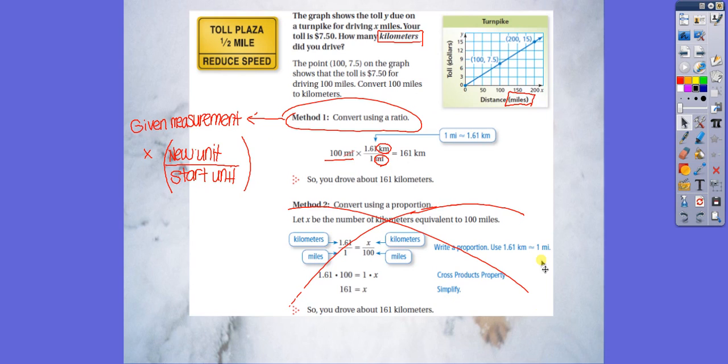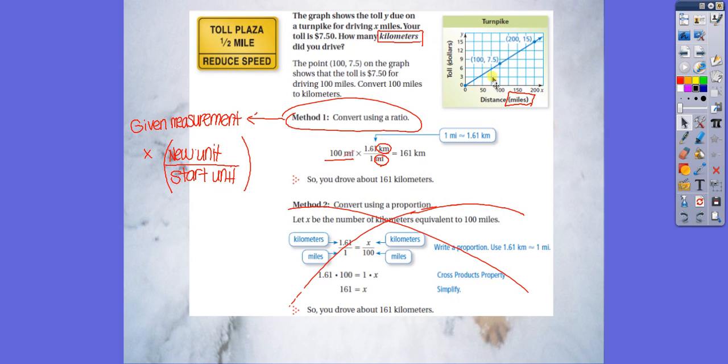Then we looked at this example, and it really was more just drawing your attention to the fact that they first italicized this word, and it says your total is 750. How many kilometers did you drive? And most of you would have just looked at this chart and said, oh, 7.5, 100 kilometers, or maybe you would have even said 100 miles, not realizing that the units don't match.